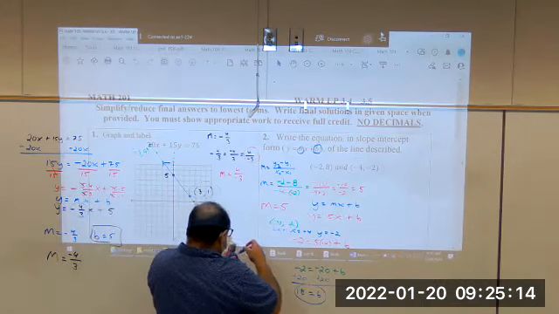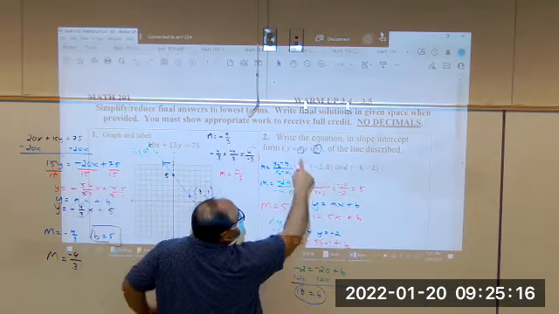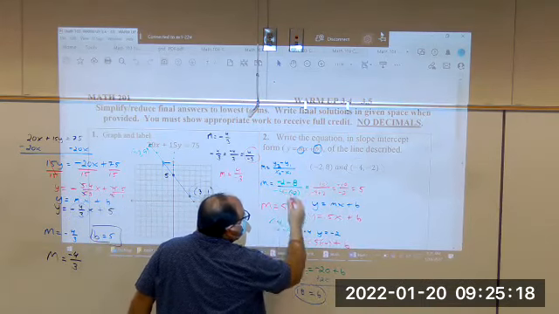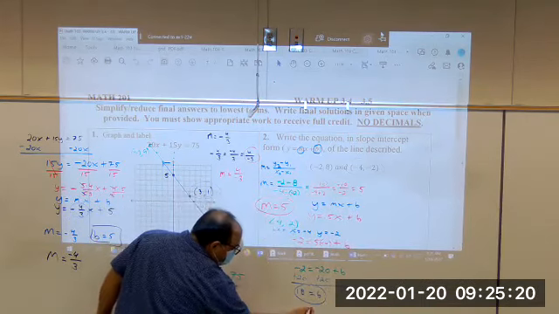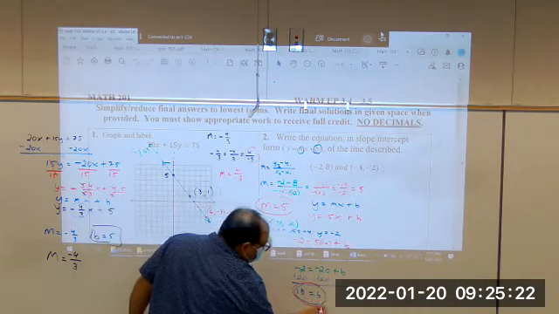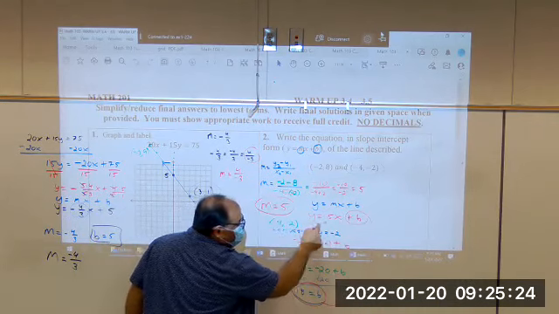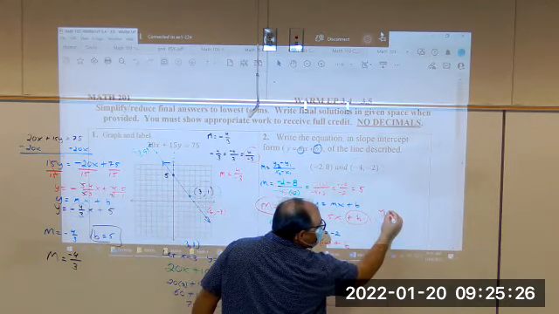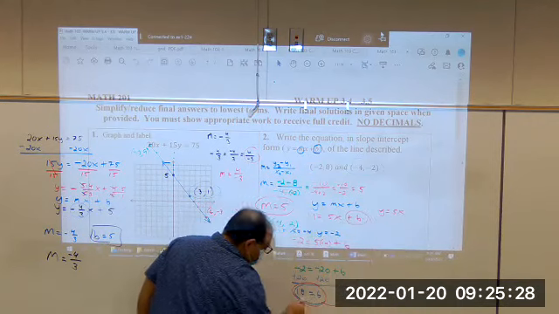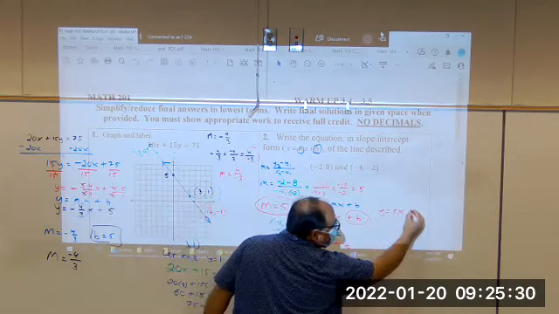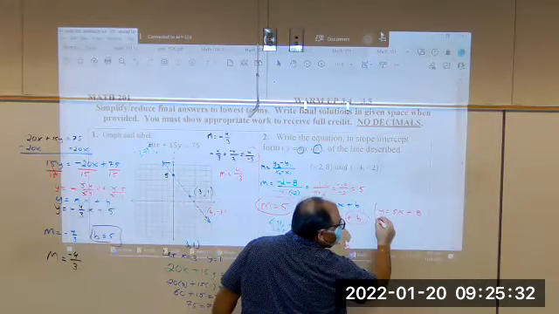The last step is to write your final answer. You are supposed to figure out the slope and the y-intercept. Well, here's my slope. Here's my y-intercept. Y equals 5x, and then my y-intercept is plus 18. And that's the equation.